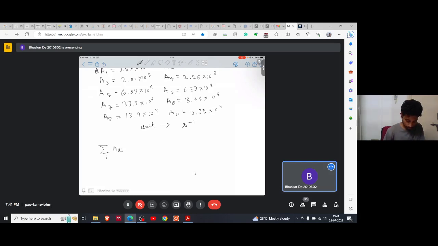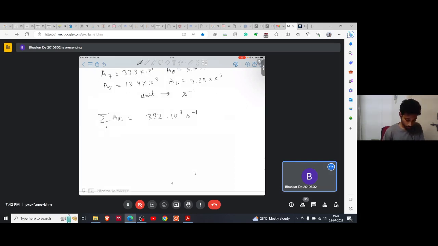So basically what we have to do is calculate the sum of A_uI. If we calculate from here, we will have 332 into 10 to the power 5 second inverse. So when we calculate tau_u, that will give us 1 by 332, oh sorry, 32.